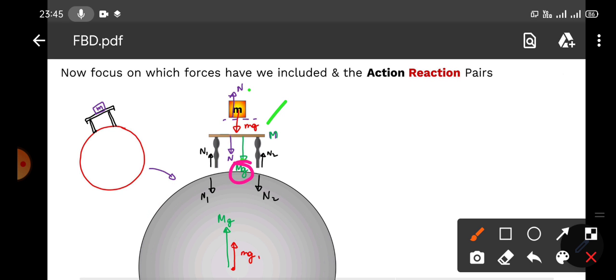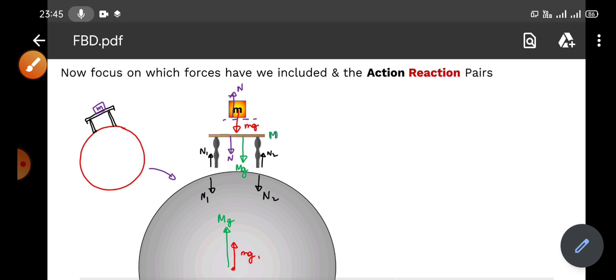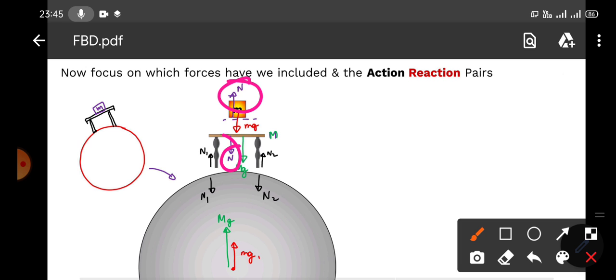Okay, and now since this block is pushing this table with normal reaction force N, this N and this N are actually action-reaction pairs. Since gravity is attracting the block, the block is pushing the table in the downward direction, so this N is coming from there.